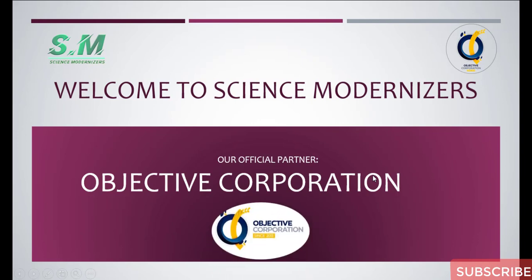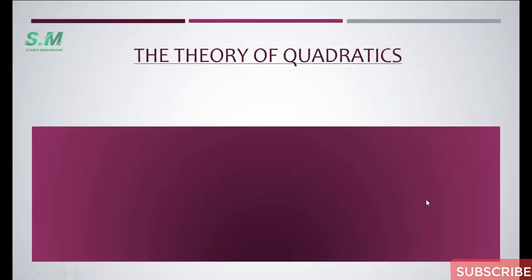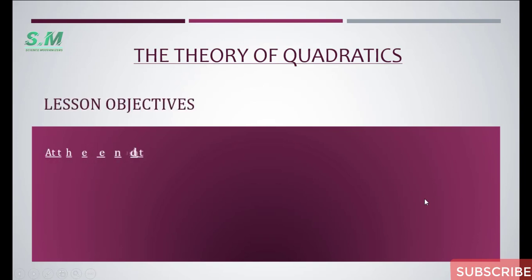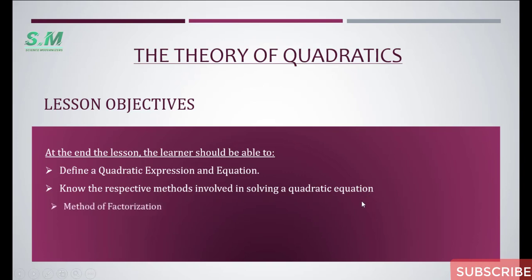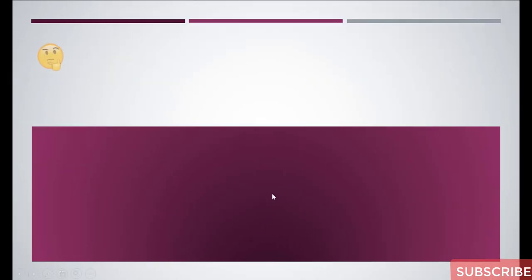Today we are going to have a lesson on the theory of quadratic equations. So let's get the lesson objectives. At the end of this lesson, the learner should be able to: 1. Define a quadratic expression and equation. 2. Know the respective methods involved in solving a quadratic equation. 3. We have the method of factorization, and lastly, we are going to see the particular case when the coefficient of x squared, that is a, is equal to 1. So let's get started with the video.